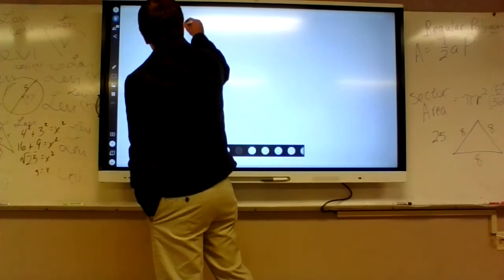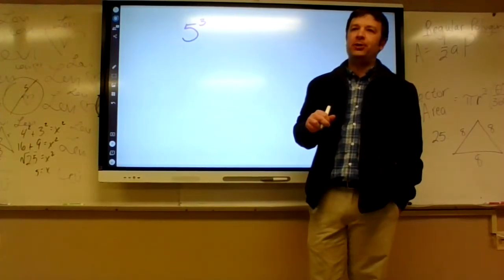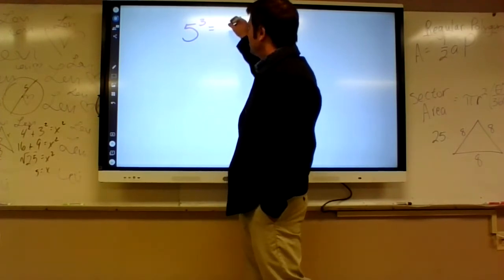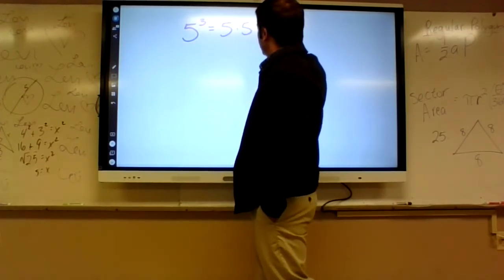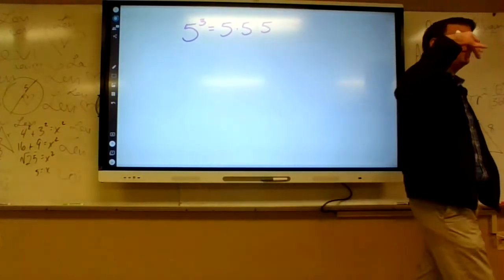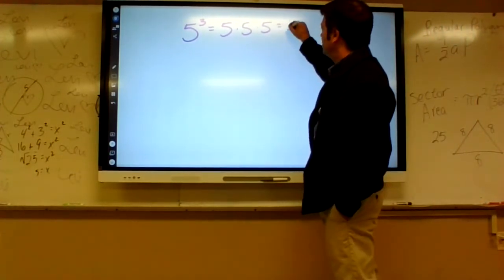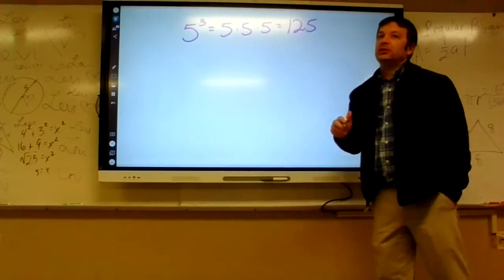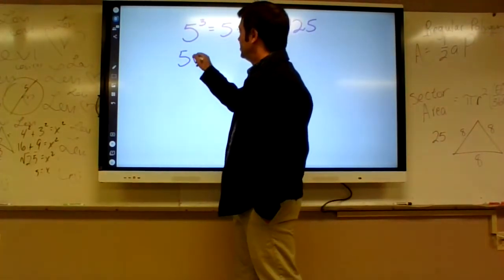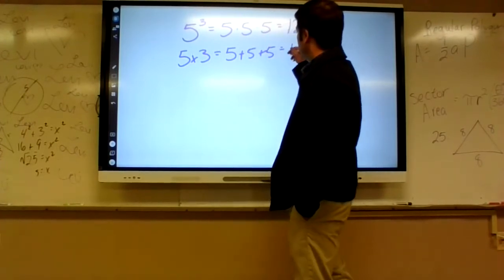So, if I have 5 to the third power, or 5 cubed, what does that mean? It doesn't mean 5 times 3. It's not 15. It means 5 times 5 times 5. Anybody know what 5 times 5 times 5 is? I thought it was adding. So, it's a lot bigger than 5 times 3. You guys know 5 times 3 means 5 plus 5 plus 5.